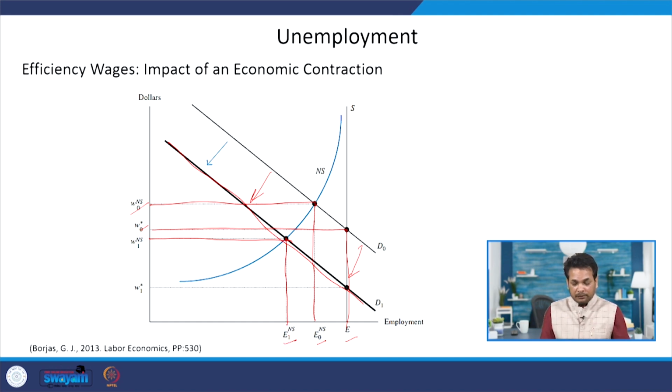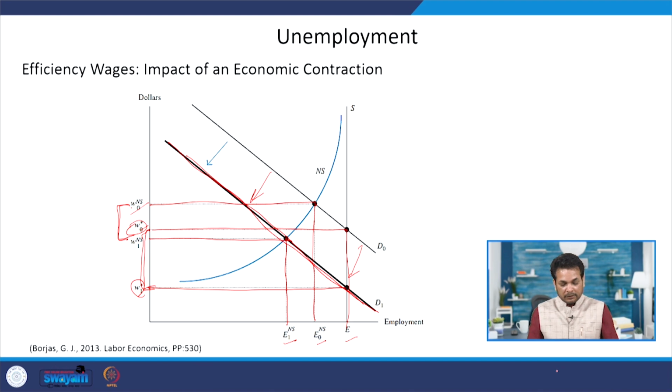At the same time, had it been a competitive environment, the wage would have been reduced from W star 0 to W star 1. So, we can say that the efficiency wage is a little bit sticky. The change in the efficiency wage is much lower than the change in the competitive wage rate. However, it increases the unemployment. The unemployment has increased from E0NS to E1NS.